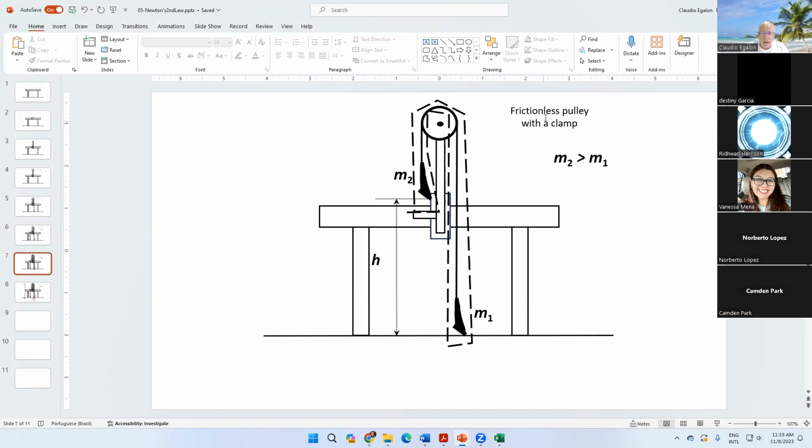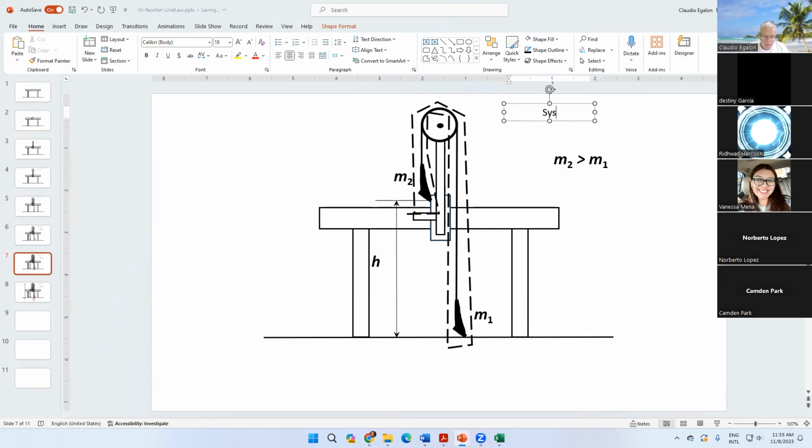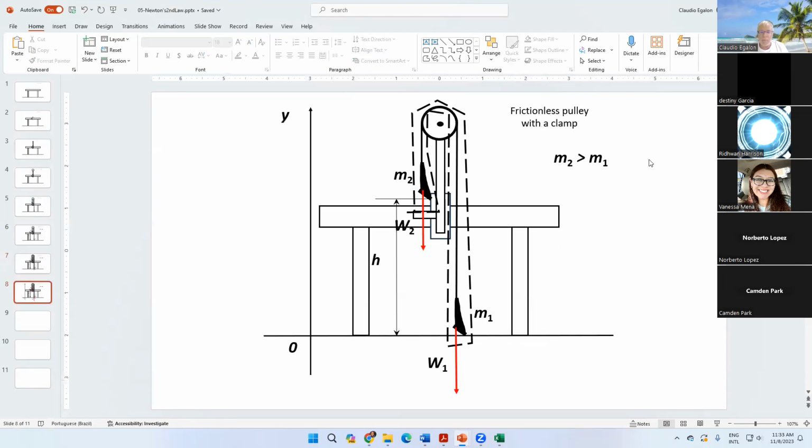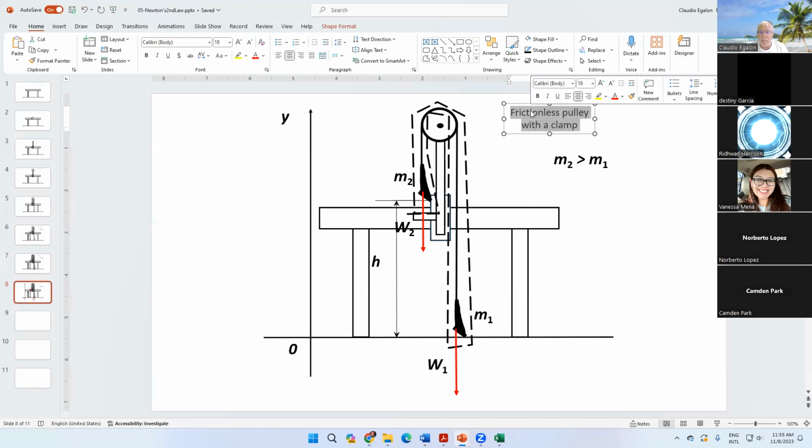Next, system, free body diagram. This is the Atwood machine, right? Free body diagram.